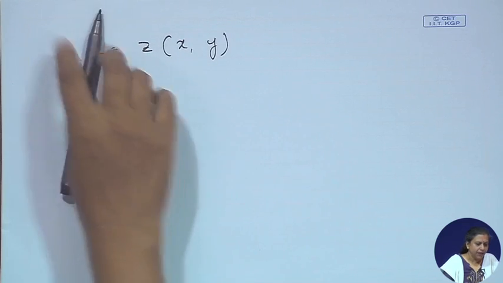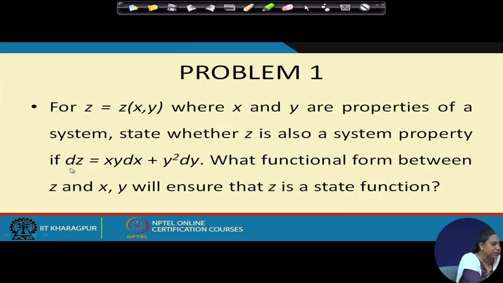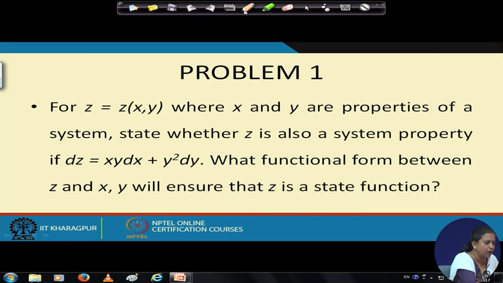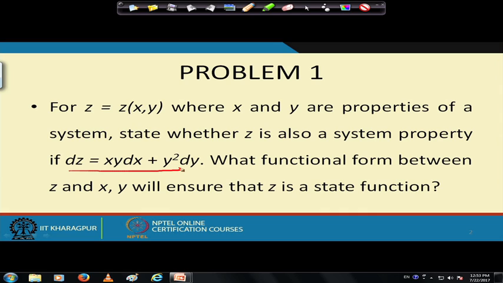We have mentioned one particular equation of state. And what is given? It is given that we need to check whether this particular functional form is fine if all the three parameters x, y and z have to be properties of the system. How do you go about it? We know that an equation of state relates the different properties of the system. How do we define properties?